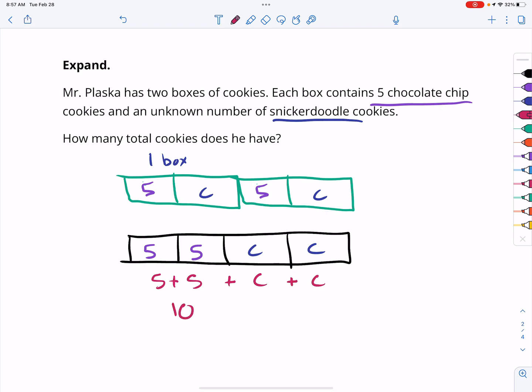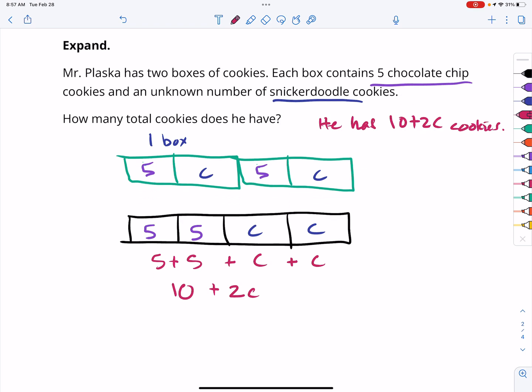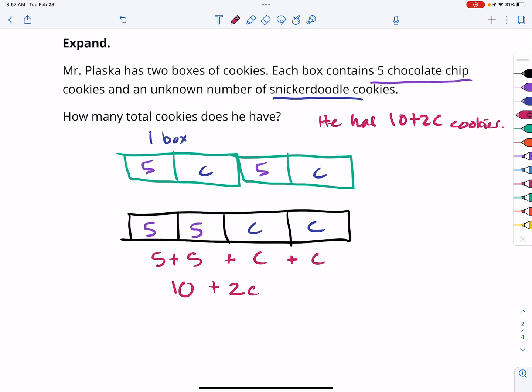5 plus 5 is 10. C plus C is 2C. So he has 10 plus 2C cookies. That's a mess. Okay, cookies. Now, this is fine if you only have 2 boxes and your expressions are relatively simple. So we're going to look at how we would model this with an algebraic expression.